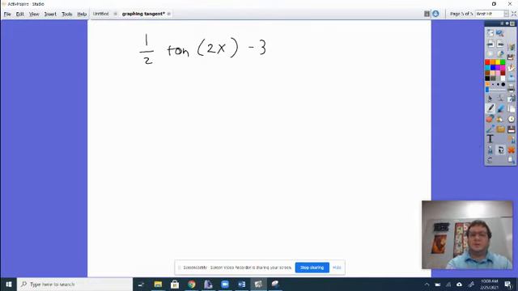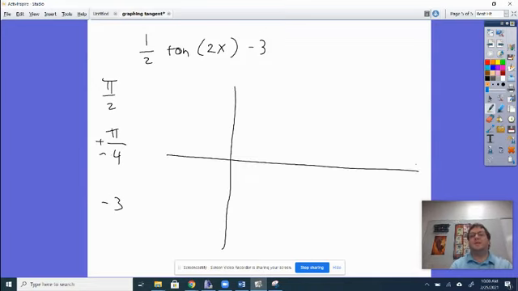So I'm going to do the same thing. I'm going to start off by finding the period, which is just pi. Sorry, not 2 pi. Pi over 2. I'm going to cut that in half so I know where to put my lines. So pi over 4, positive and negative. And then my y-intercept is going to be at negative 3. Going over to my graph. Positive, negative, pi over 4.